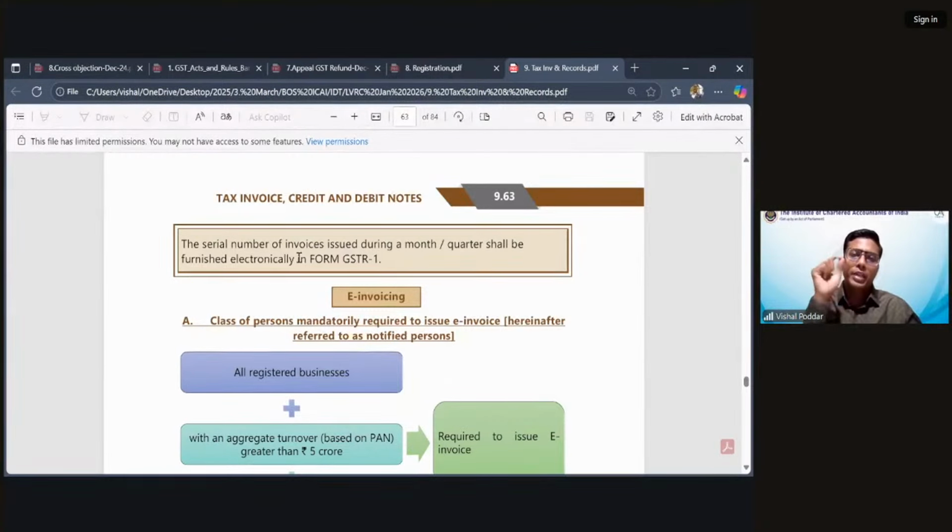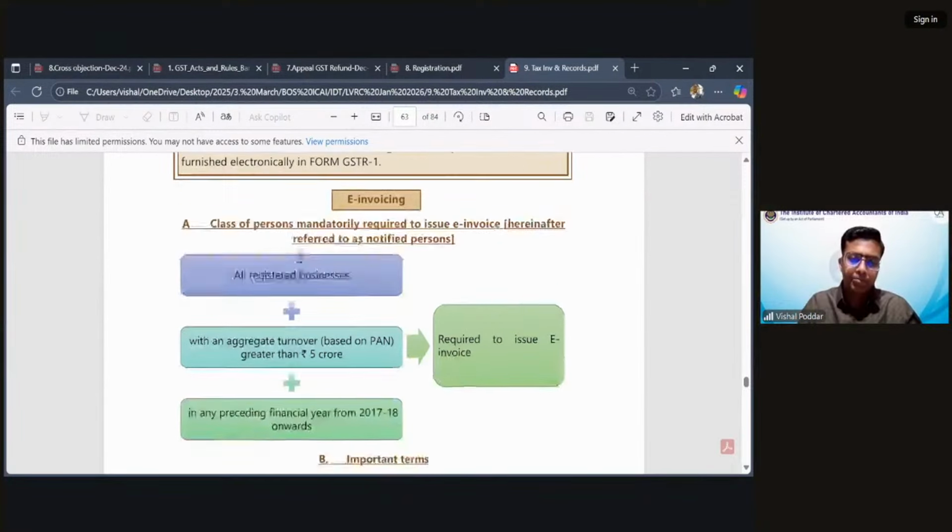You have to mention that in this tax period, let us say in this month, I have issued invoices from number 1 to 51. In the second month's GSTR1, I'll say I have issued invoices from number 52 to 105. In the third, I will say 106 to 200. So this is what this point is saying.